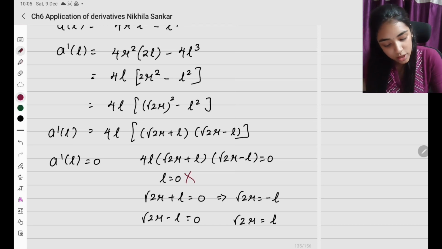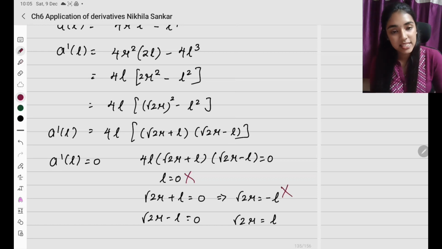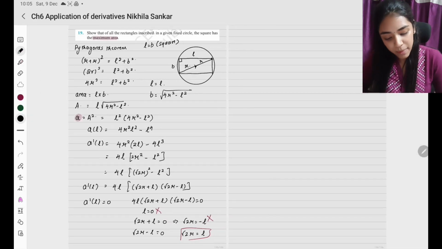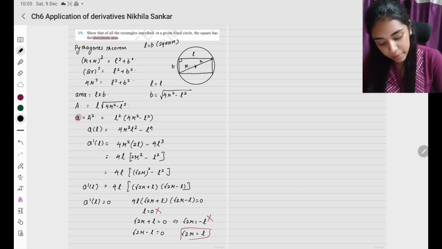So I cannot have my length to be 0 in a rectangle. I cannot have my radius length to be a negative value. So this is omitted. Now this is my only value that is left. Now this maximum or minimum kandupidikkanum. So I have to find my second derivative.